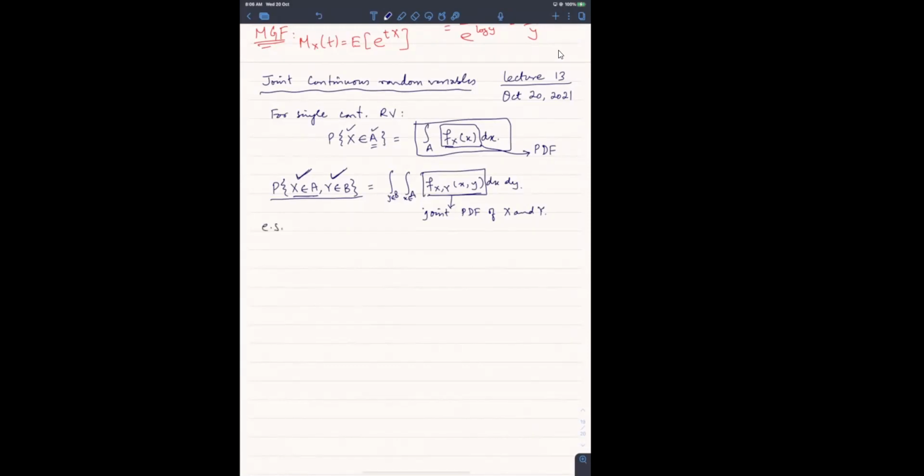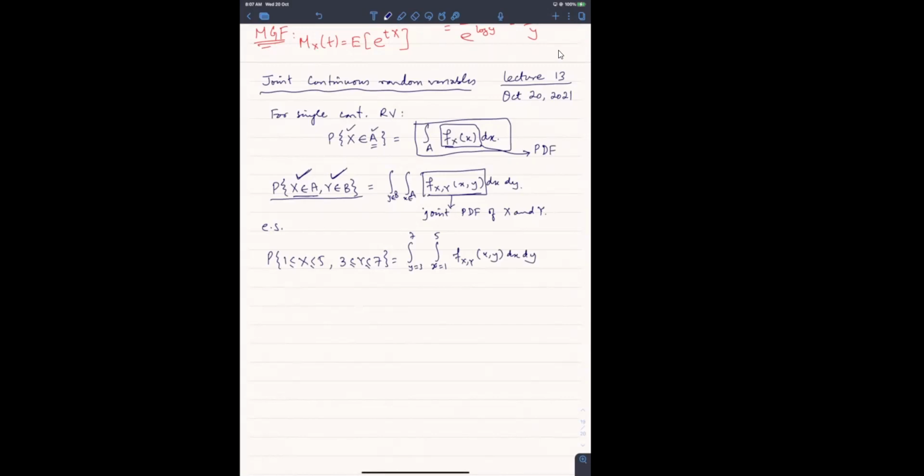An example of this would be: what is the probability that x is between 1 and 5 and y is between 3 and 7? The answer would be the integral with x going from 1 to 5 and y going from 3 to 7 of f_XY(x,y) dx dy.